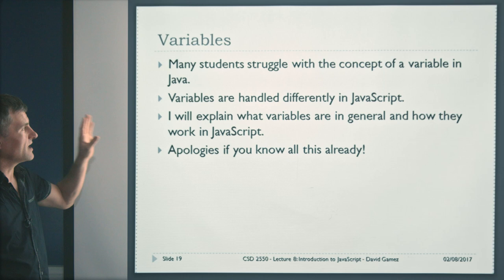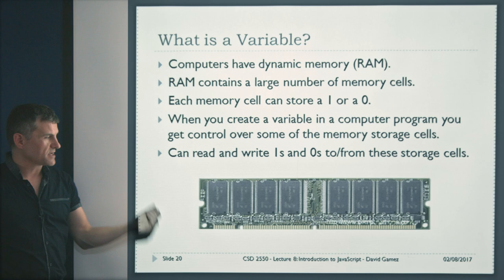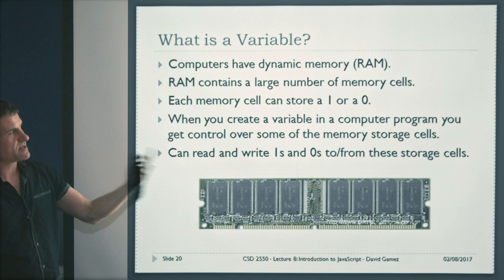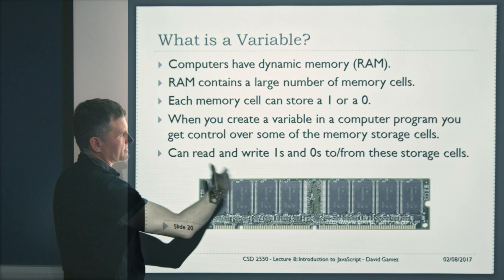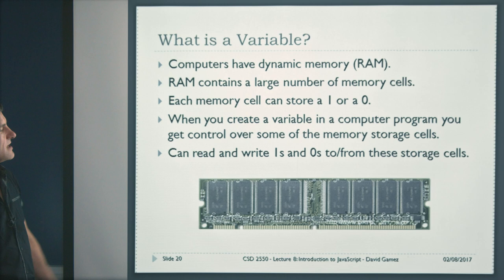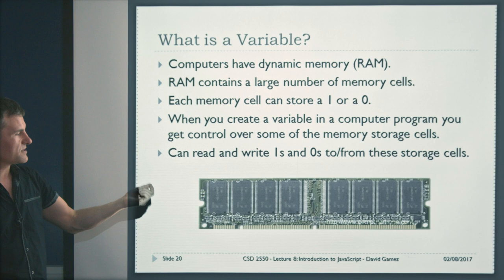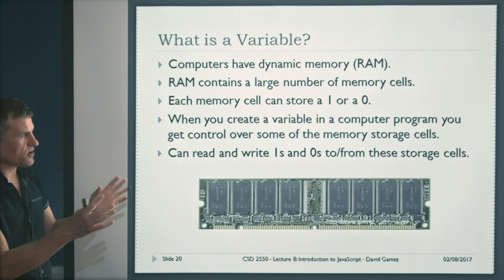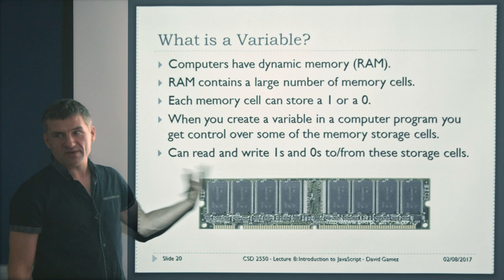So what's a variable? Computers have chips in them called dynamic random access memory, something like that. And the RAM contains a large number of memory cells, called memory storage cells. It looks a bit like this. You've probably upgraded your RAM at some point. There are millions and millions of cells in here, and each of these memory cells can store a 1 or a 0. So when you create a variable in a computer program, you get control over some of these memory storage cells, which can hold ones and zeros, and you gain the ability to read and write ones and noughts to and from these storage cells.